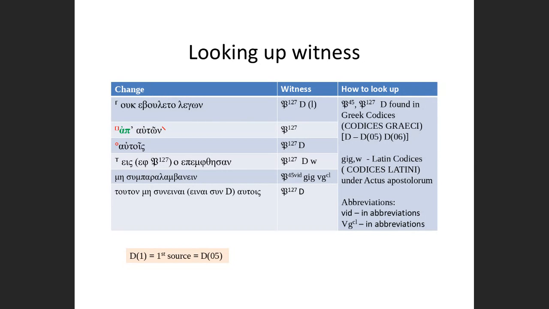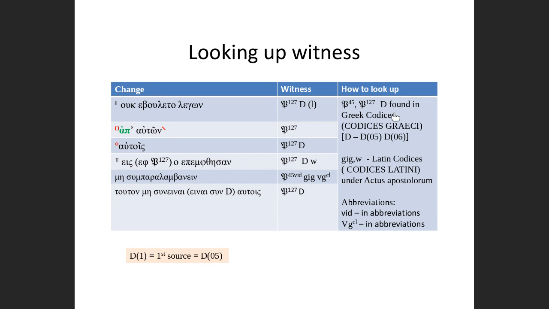Not neutral, but neuter. And then ace or ep, which is a short form of epe, ho epipatheson. And then you have the me sun paralamben and tuto me suneke, which is a form of soon plus the to be verb, and you see the various forms.